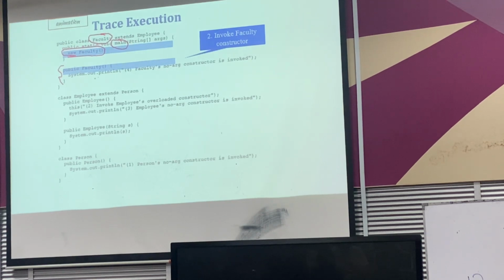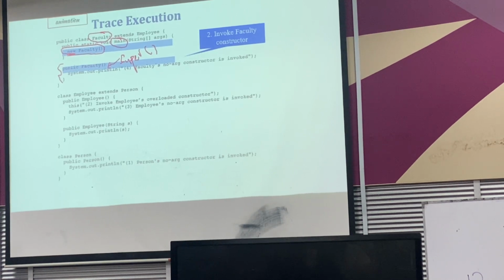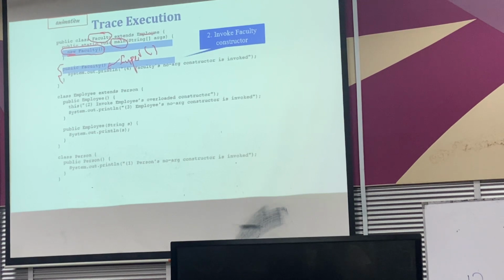Alright, so for this constructor, you do not have any super keywords, right? In here, you do not see any super keyword. By default, you will add in one called super. Super means call the parent class. Who is the parent class? For faculty, who is the parent class? Employee. See this? Faculty extends from employee, right?